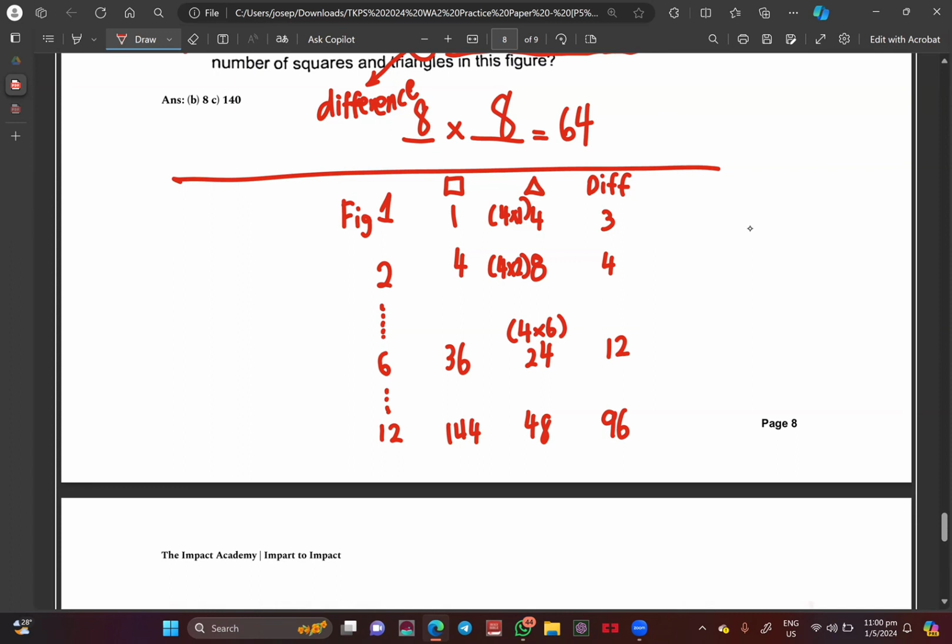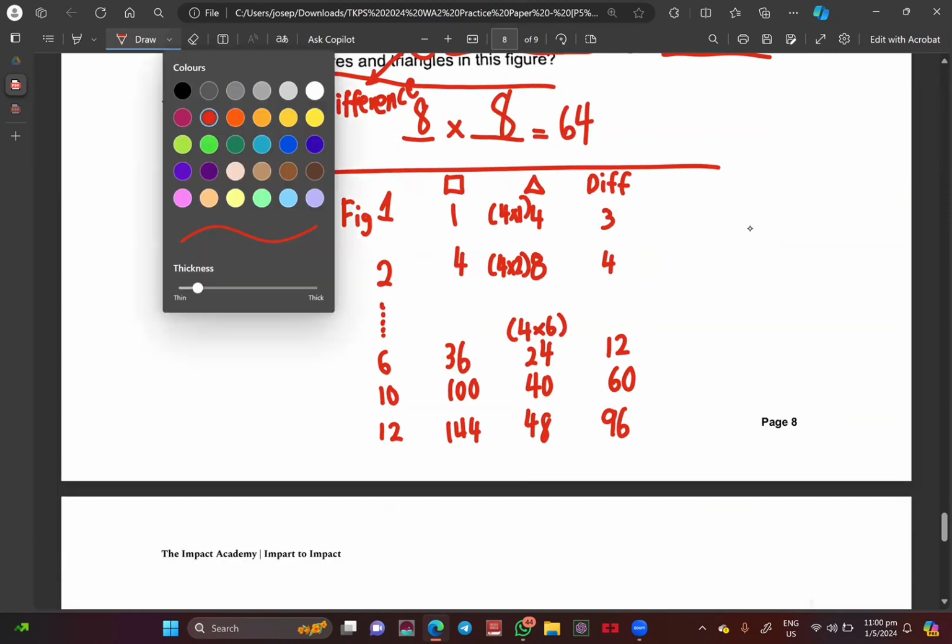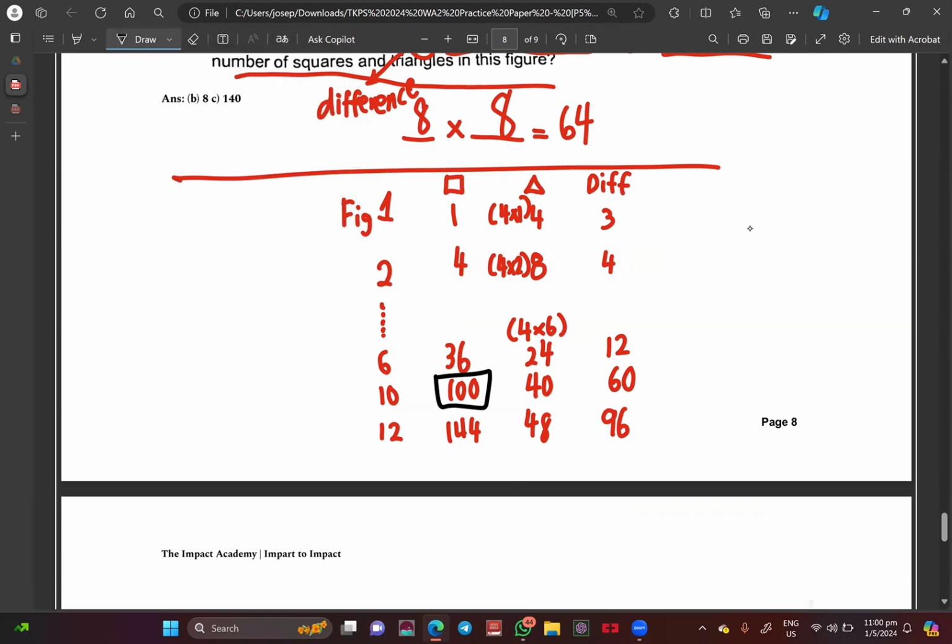So I'm just going to try figure number 10. Figure number 10 will be 100 over here. 4 times 10 has to be 40, right? So therefore the difference has to be 60. And the question says, what is the total number of squares and triangles in this figure? So the total has to be 100 plus 40. Therefore, our final answer for this question has to be 140.